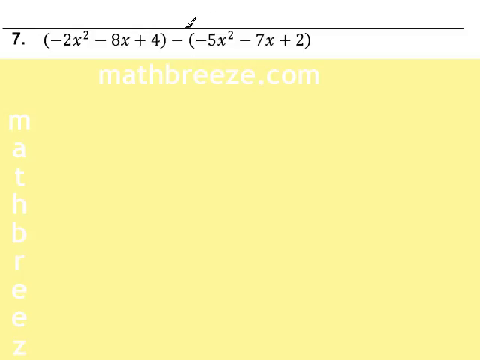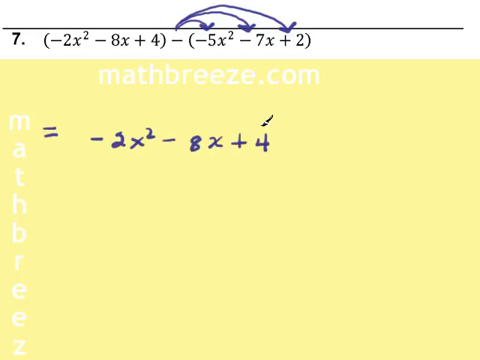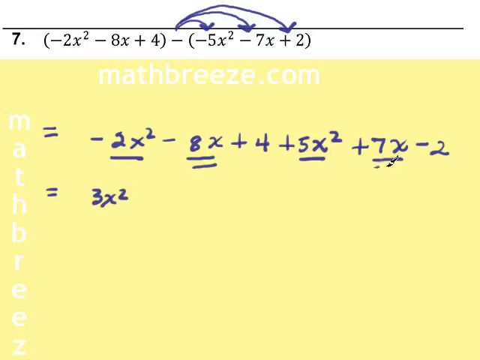All right, in number 7, we have to distribute this negative sign. All right, minus 2x squared, subtract 8x plus 4, minus minus, that's plus 5x squared. Again, minus minus, so plus 7x, and then minus 2. So we have 3x squared minus x plus 2.